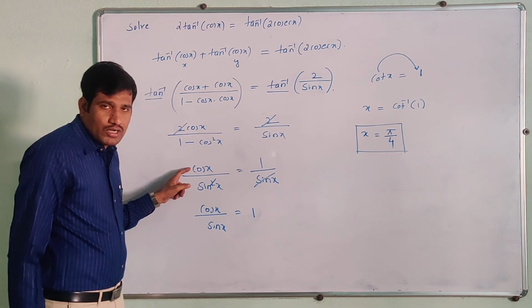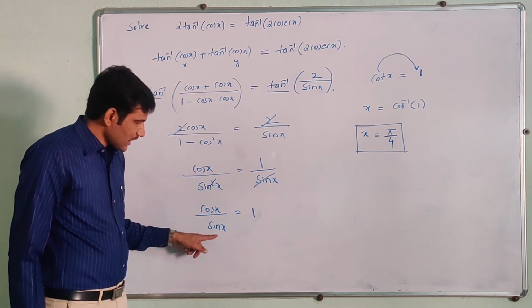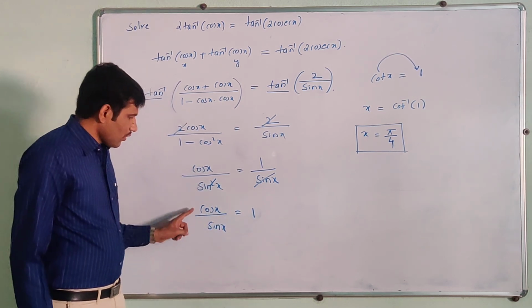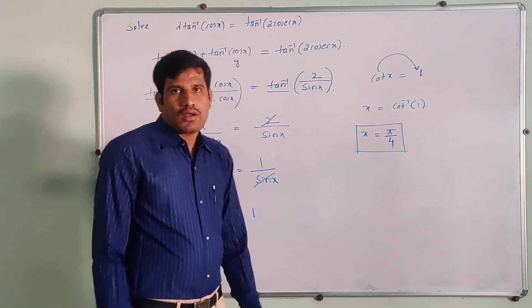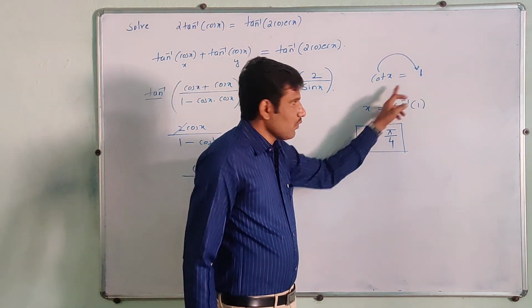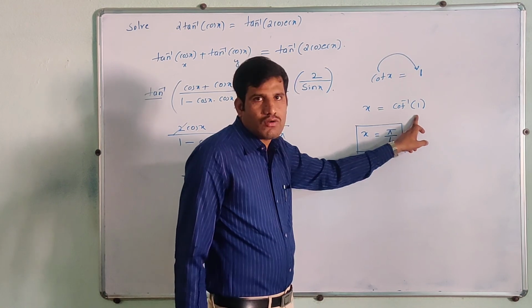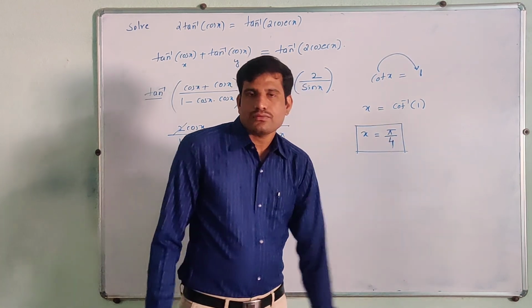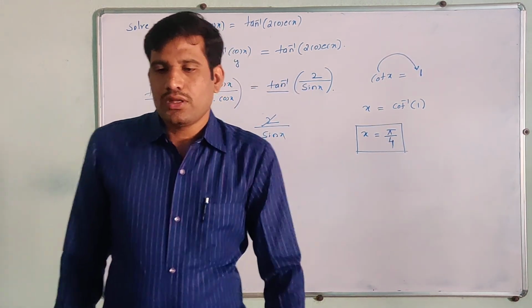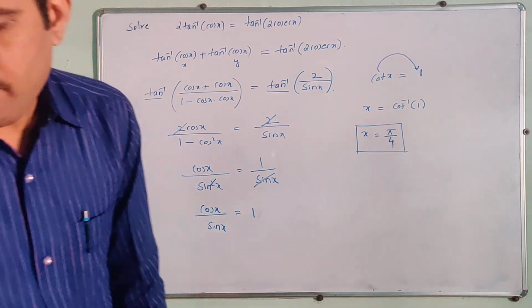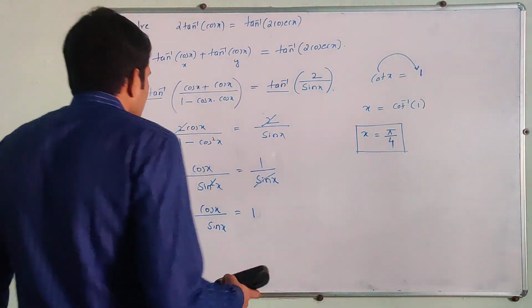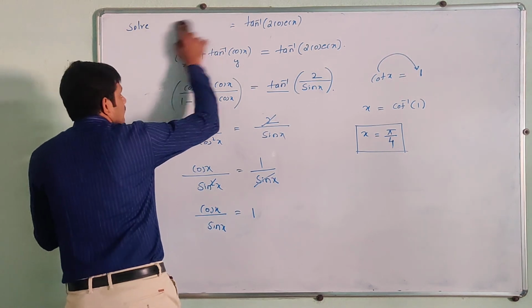What is in the numerator? Cos x. What is in the denominator? Sin x is equal to 1. So cos x divided by sin x is cot x. So cot x is equal to 1. What is x? Cot inverse of 1. Cot of which angle is 1? Pi by 4. Therefore the value of x is pi by 4. Next problem.